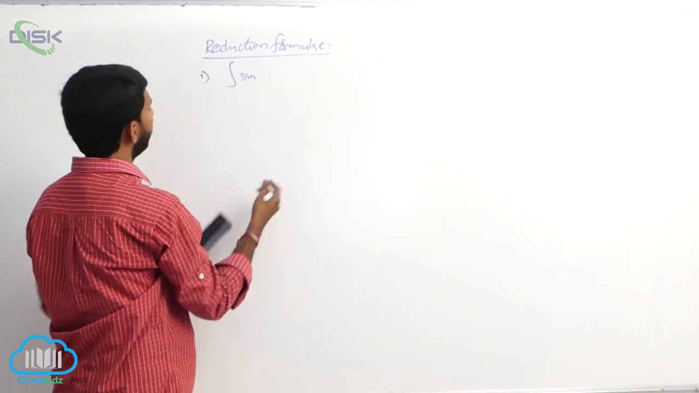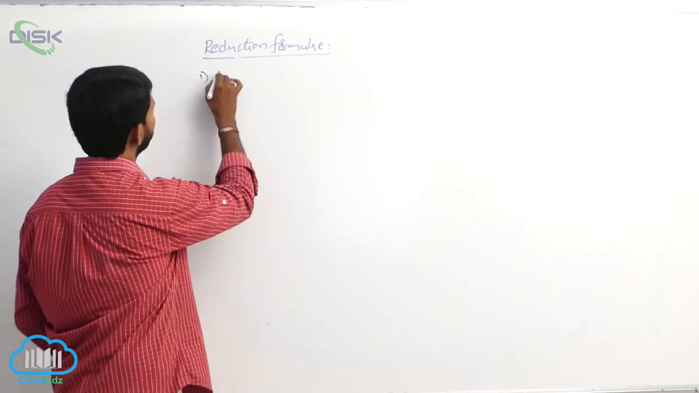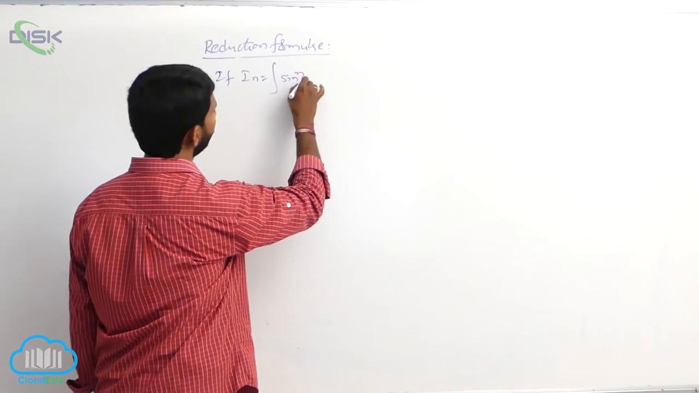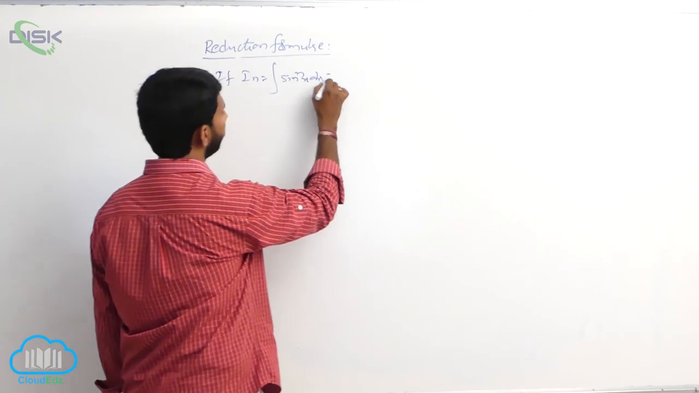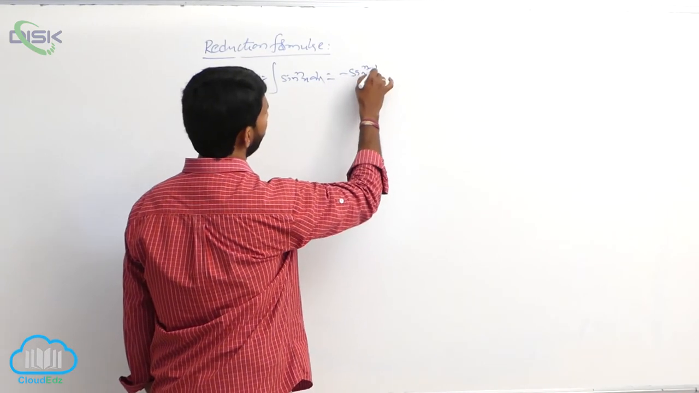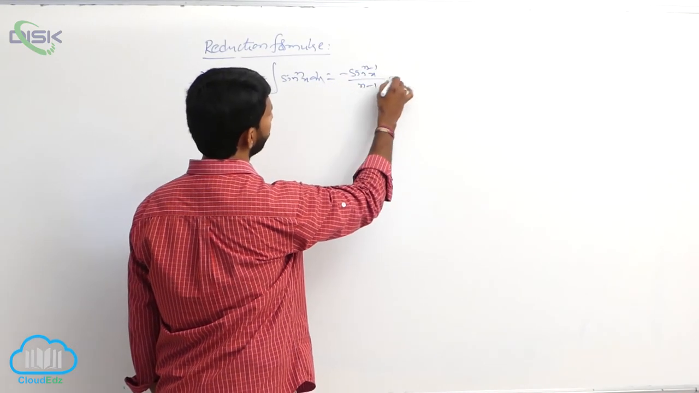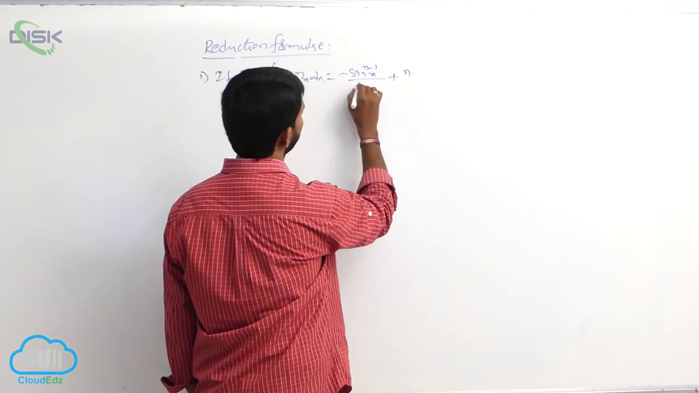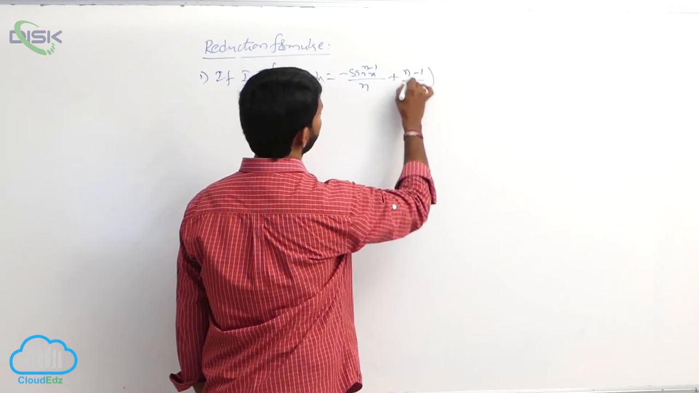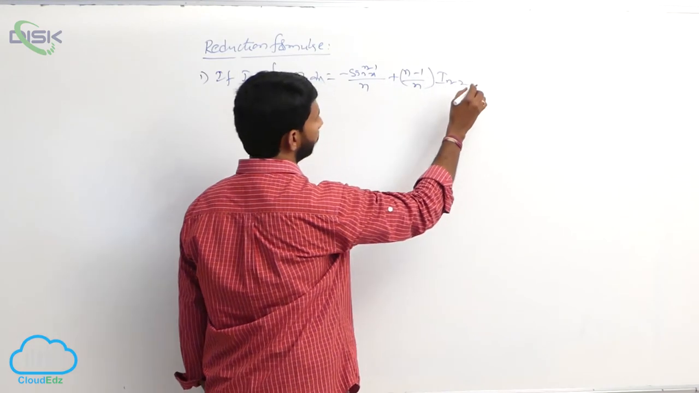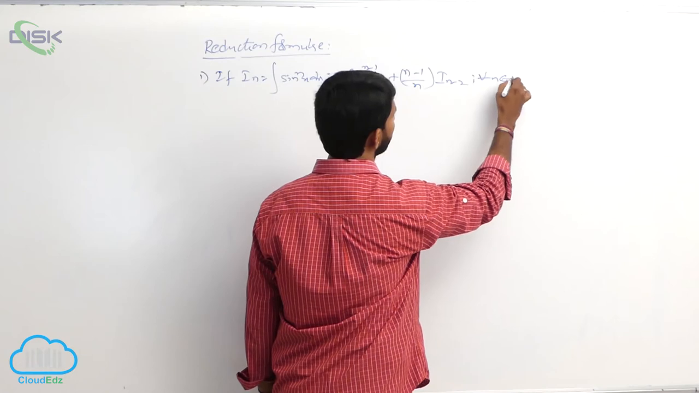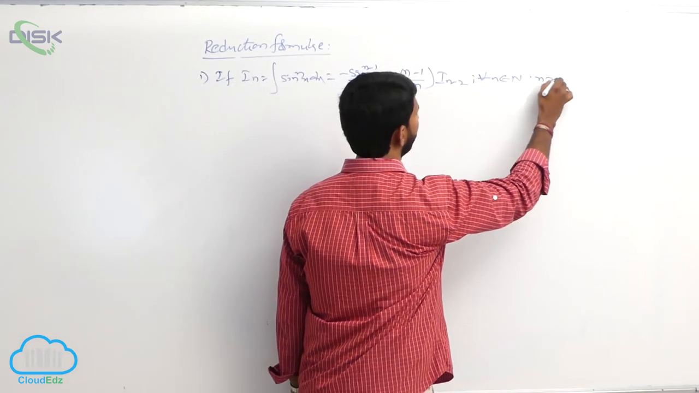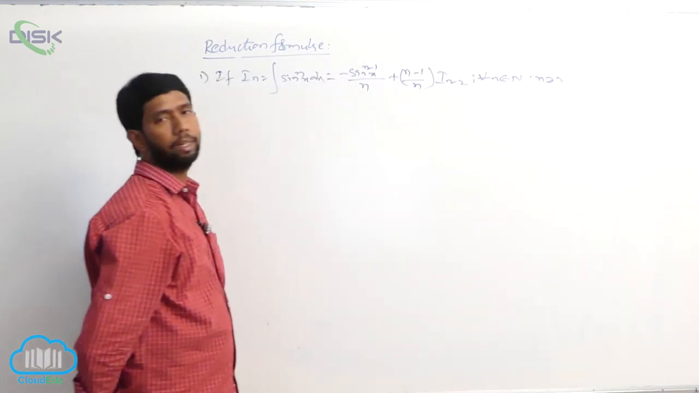integral of sine power n x. If I n is equal to integral of sine power n x into dx, that is equal to minus sine power n minus 1 x cos x by n, plus n minus 1 by n into I n minus 2, for all n belongs to N, n is greater than or equal to 2.